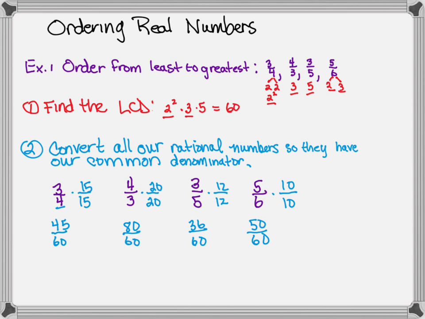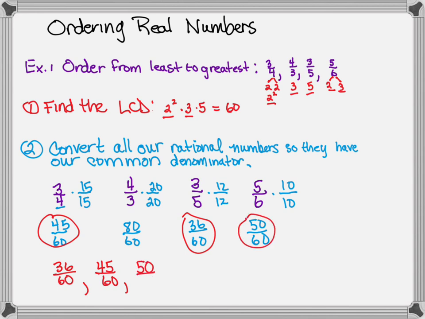So now we can just compare our numerators to figure out which one is smallest and then go up to the largest. So our smallest is 36 over 60, and then we have 45 over 60. Then next is 50 over 60, and our largest, our greatest, is 80 over 60.